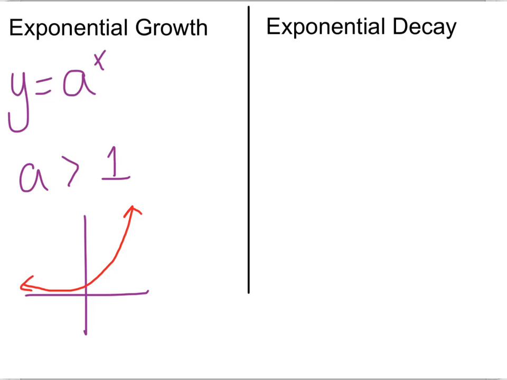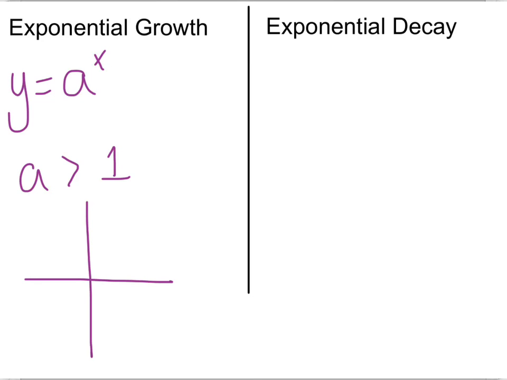And actually, this portion right here is not correct. Let's try this one more time here. It is going to look like, so it gets really, really close to the x-axis, it sort of rides along it, and then it shoots up like this. Remember, that point is always (0, 1). Okay, y is equal to a to the x.